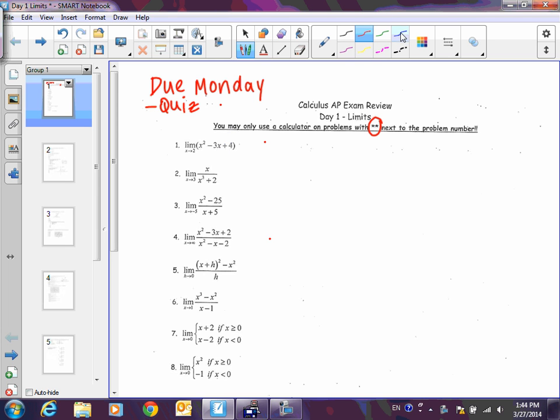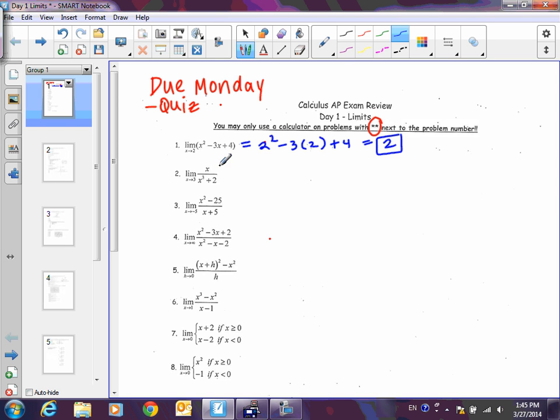So limits, you may not remember a whole bunch about limits, I don't know, but looking at problem number 1, if I want to know what is the limit when x is approaching 2, what should I do with that 2? Plug it in. Alright, so I'm going to plug in 2. I get 2 squared minus 3 times 2 plus 4, and that is 2. Now this is a pretty straightforward limit problem. There's no weird things going on or anything like that.